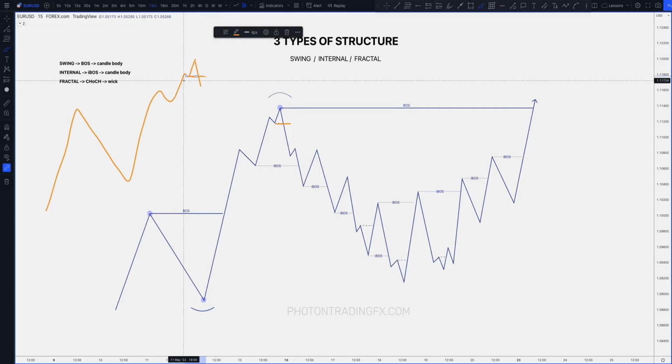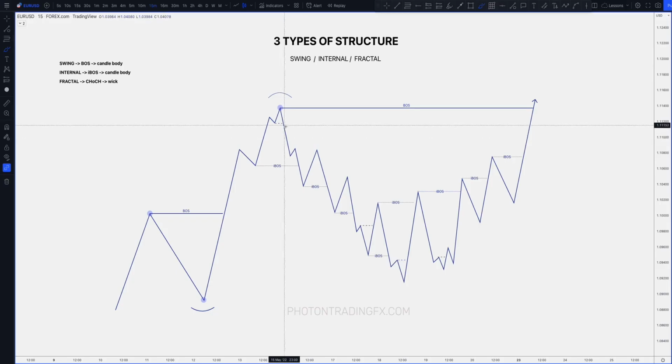Now, sometimes you won't get a little pullback like that. Sometimes that will just be, imagine, one perfectly straight line. And in that instance, yes, the internal break of structure, the IBOS here, will be the same as the CHOC in that instance, okay? They'll line up in the same place because the internal low and the fractal low are at the same area. So sometimes that will happen, but this will become clearer when we look at the charts.